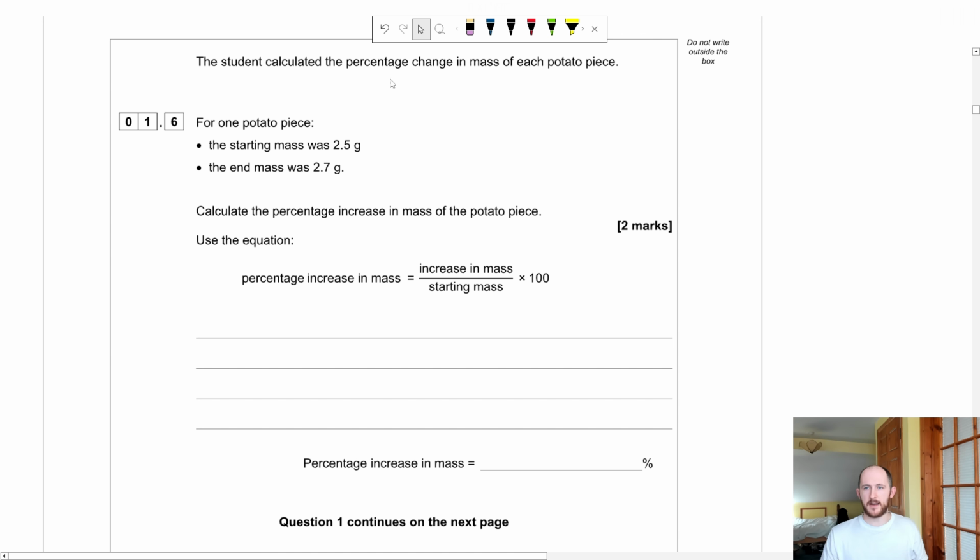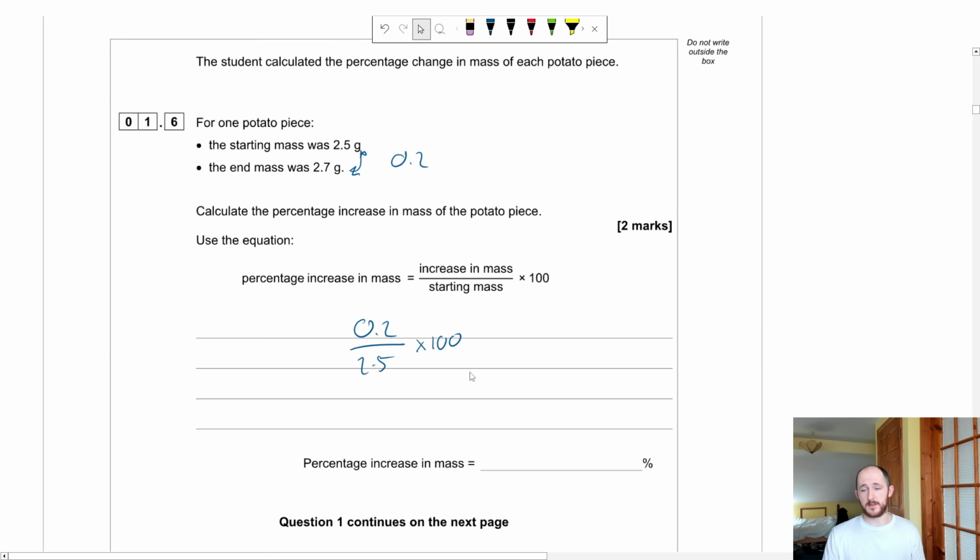The student calculated the percentage change in mass of each potato piece. For one potato piece, there was a starting mass of 2.5, ending was 2.7. Calculate the percentage increase. By the way, this is just GCSE maths. It's percentage change. So the increase in mass is just going to be the difference in these two numbers. So that's 0.2 grams. So 0.2 over the starting mass, which is 2.5, times 100.